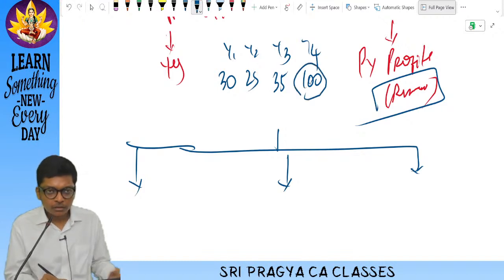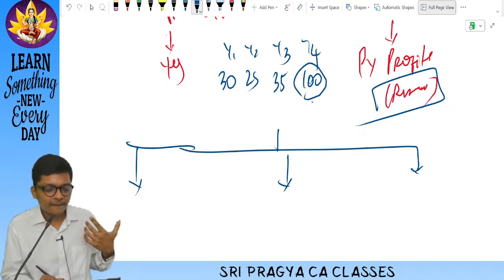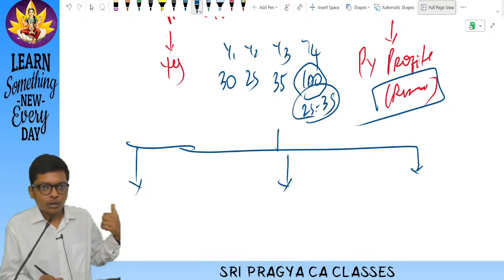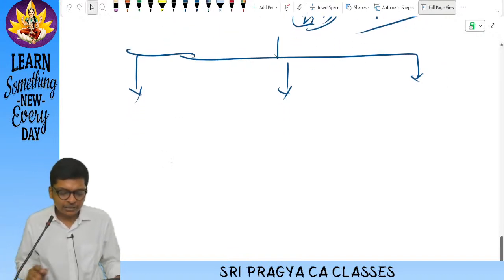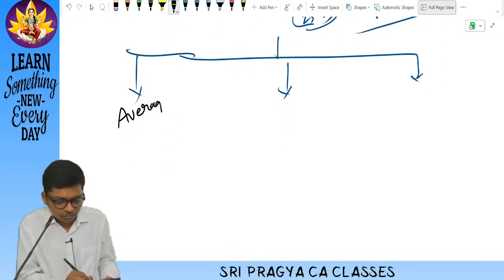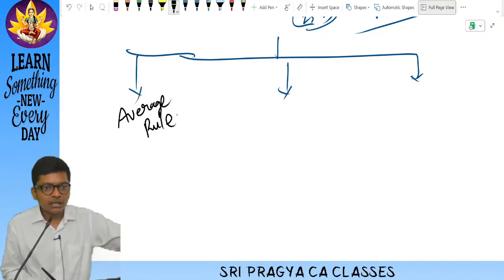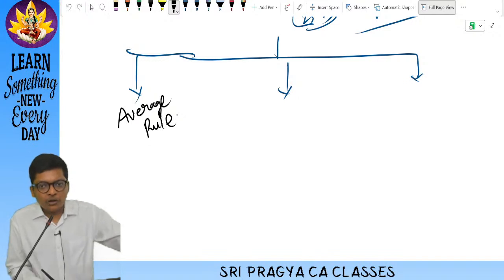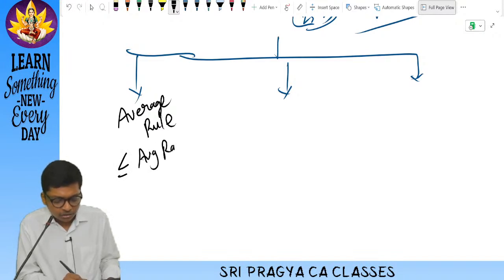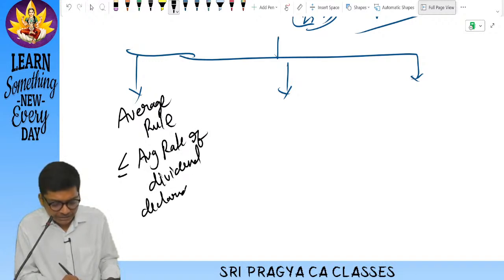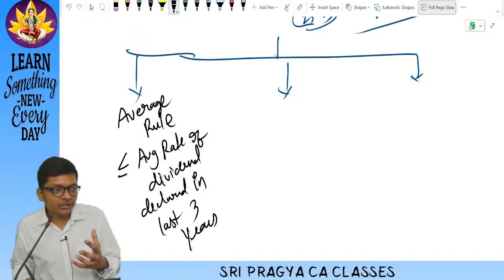How much you can pay? For this example, how much you can pay? In the range of 25 to 35? Okay. It is similar to last year. Correct? So rule 1, we call it the average rule. Average rule says the rate of dividend should be less than or equal to the average rate of dividend declared in the last 3 years. First we will understand conceptually, then I will apply it.